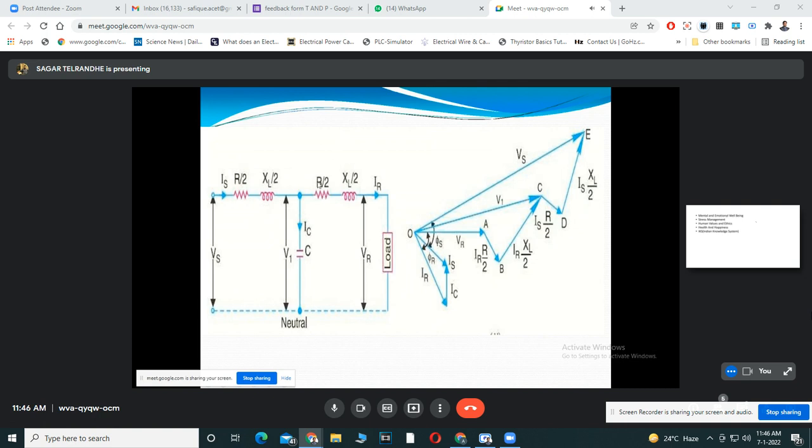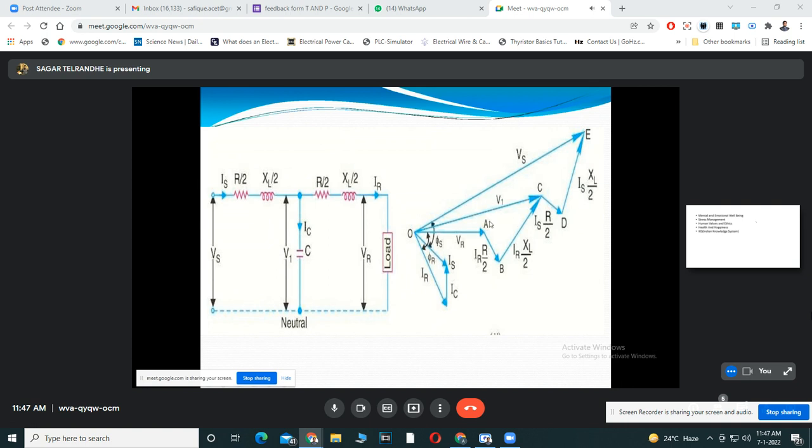Now this half resistance is represented by Is into R by 2. The drop across the second half is represented by Is into R by 2. And this sending end inductance again causes a drop, and we represent it here as Is XL by 2.